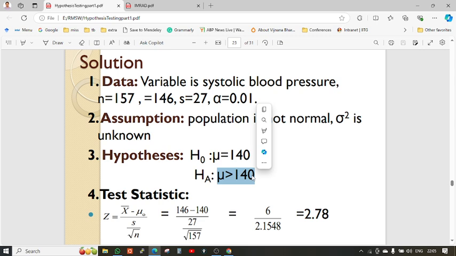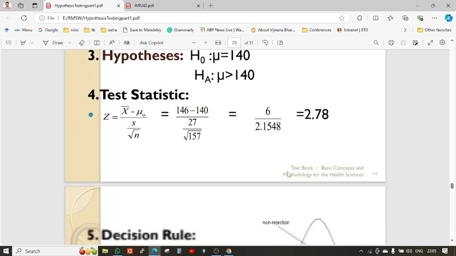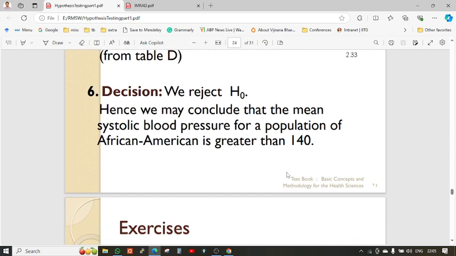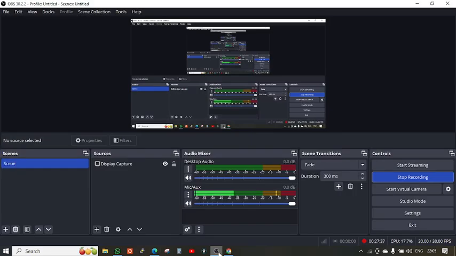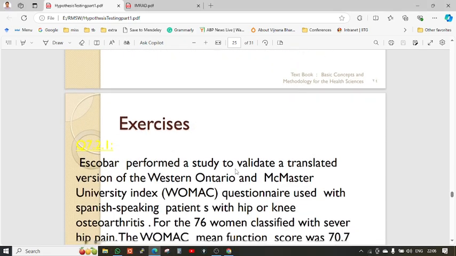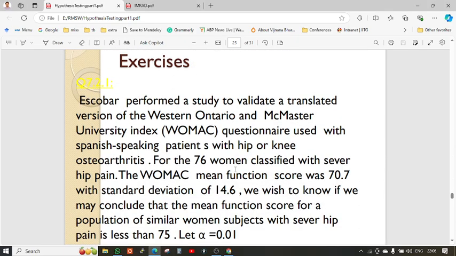This is the main thing. So average blood pressure is greater than 140, not equal to 140. So we have to test every type of hypothesis or problem like this. We have to test this hypothesis, and make a decision after testing the hypothesis. You have to make a decision. Okay. Let's do one more exercise.